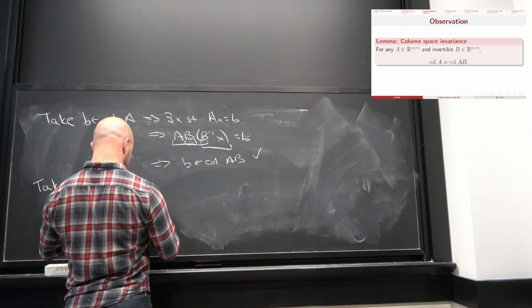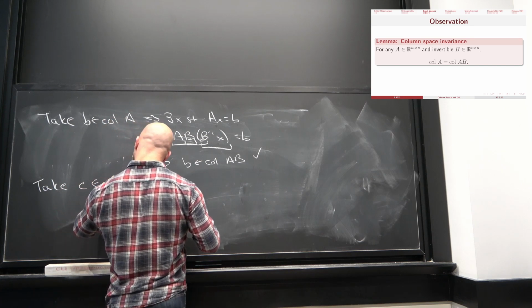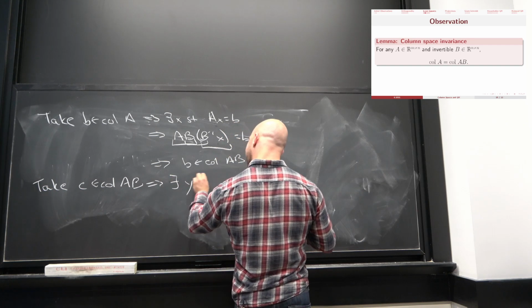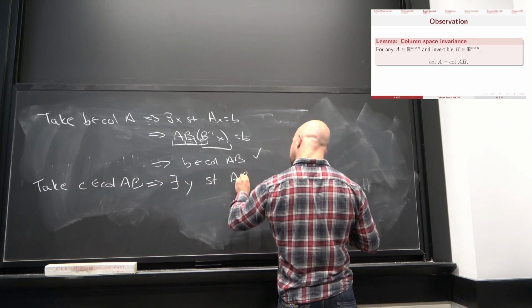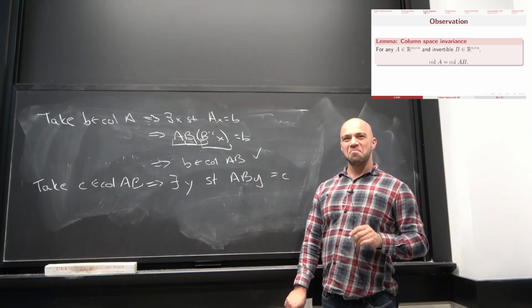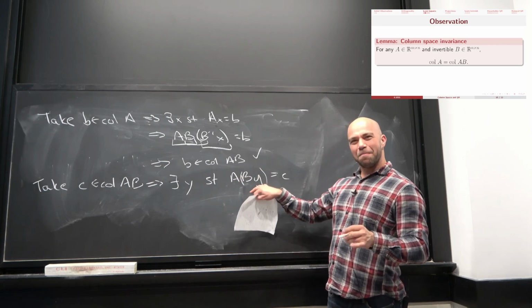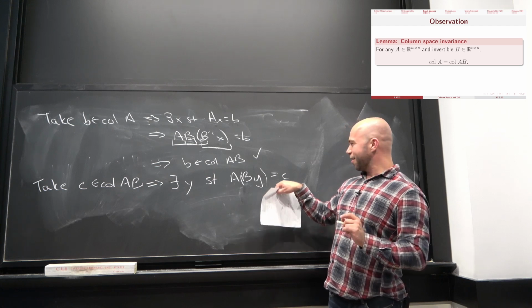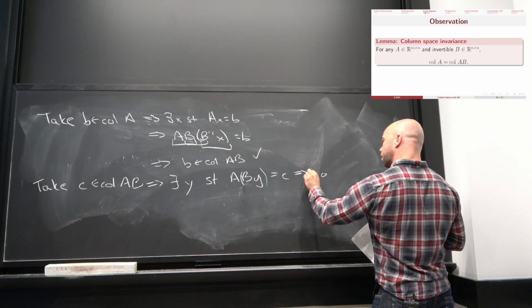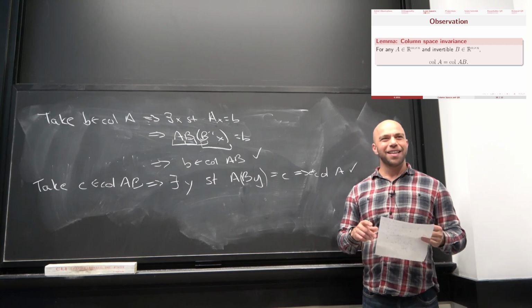Now take c in the column space of AB. This implies that there exists some y such that ABy equals c. But notice that just by factoring it this way, A times By is equal to c. So in particular, c is also in the column space of A. c is in the column space of A, which is what we want. Okay? Any questions about that?